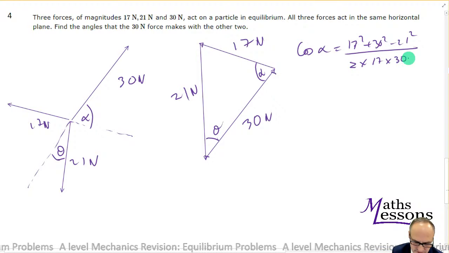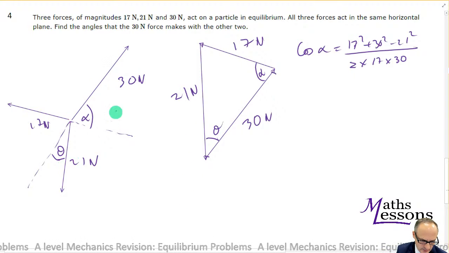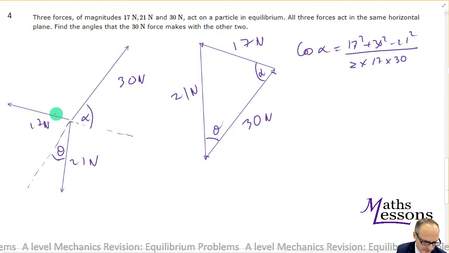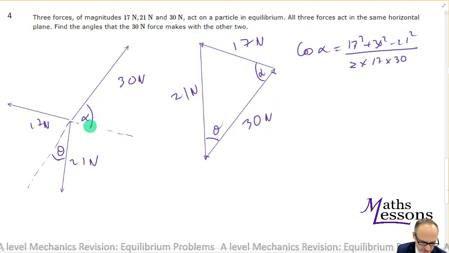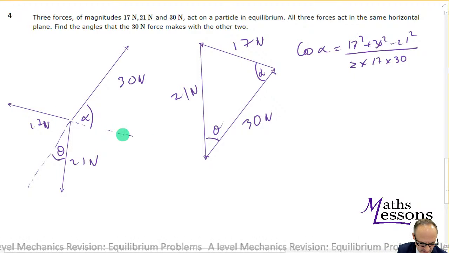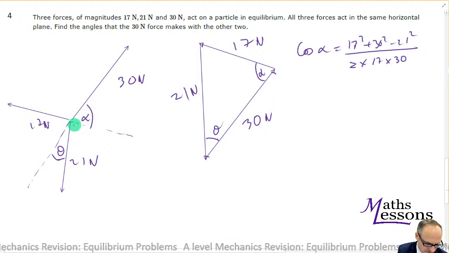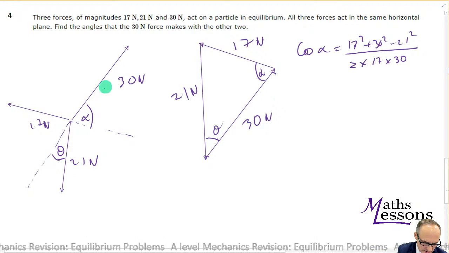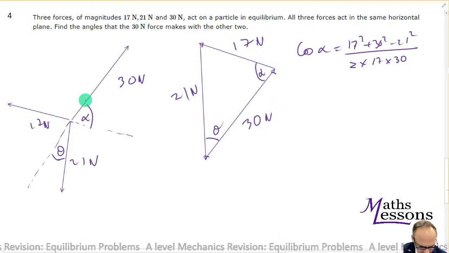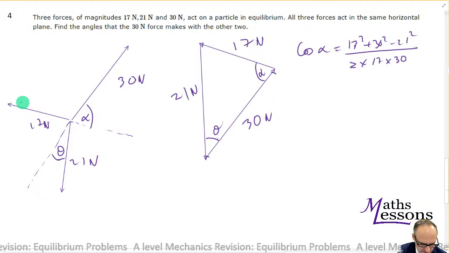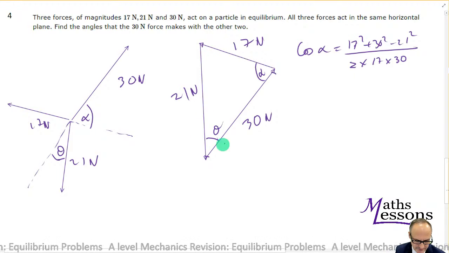You might want to know how I drew this triangle. I've drawn my 17, 21, and 30. If they're acting in equilibrium, then the 17 and 21 must be acting away from the 30. I've chosen an angle to give me the acute angle between the 17 and the 30, and this angle here to be the acute angle between the 21 and the 30. Then I draw the 30 that way, take the 17, put it on the end of that one, take the 21, put it on the end of that one, and that's the way they've got to go.